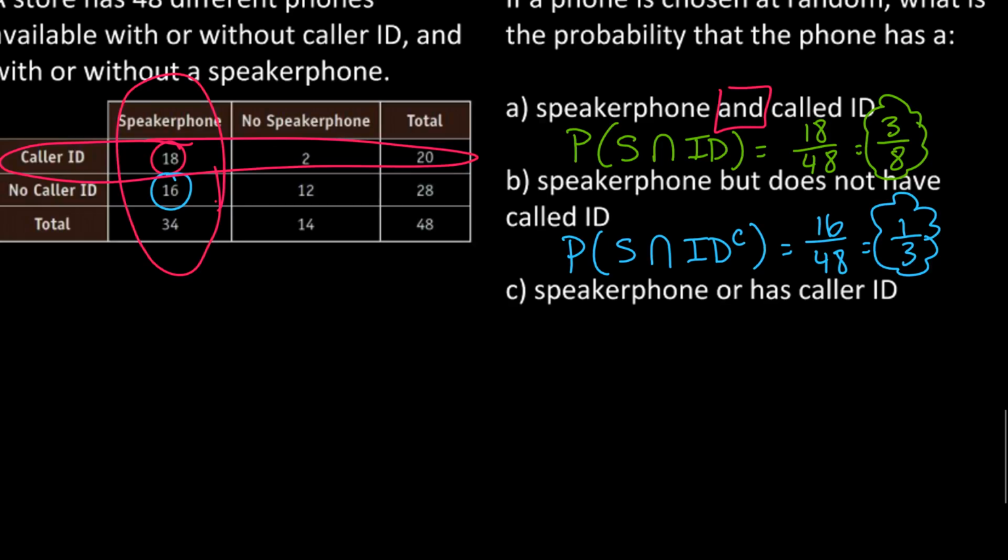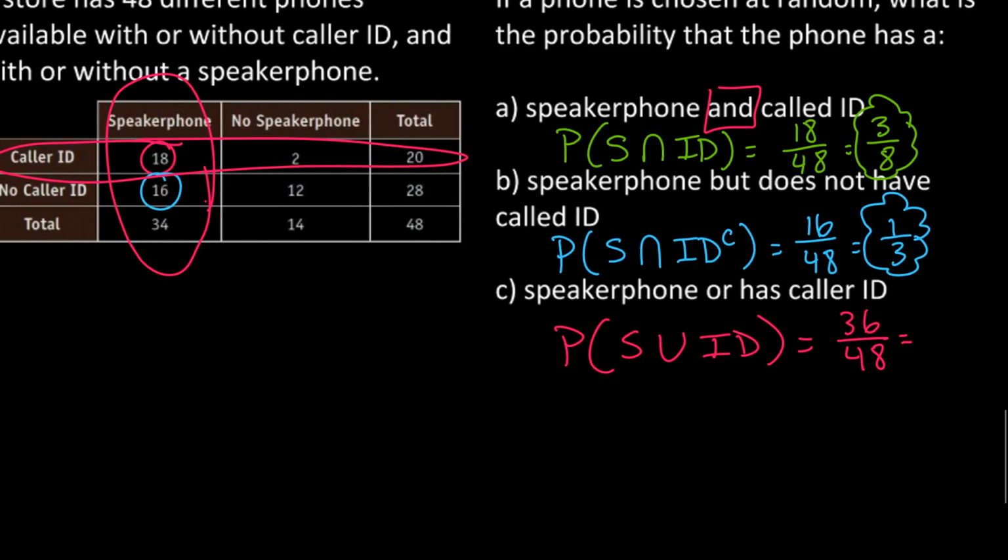There is an equation way to do it, but again, we don't have time for me to teach you that. So instead, whenever you're dealing with OR, I'm going to tell you draw a table or a tree diagram. We just do not have time for me to show you the equation. So instead of it being 54 over 48, it is instead 34 plus 2, which is 36. So the probability of speakerphone or caller ID is 36 over 48, which simplifies to 3/4. Perfect. Any questions here?